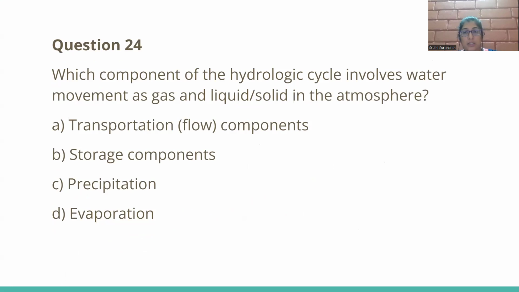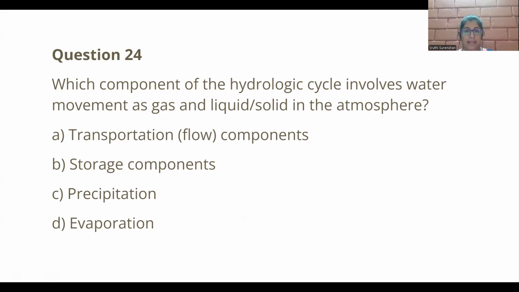Okay, this is another on the transportation component. Which component of the hydrological cycle involves water movement as gas and liquid or solid in the atmosphere? Gas as well as liquid movement in atmosphere. Which component? Answer A, answer B. It says gas as well as liquid or solid. So it's A.